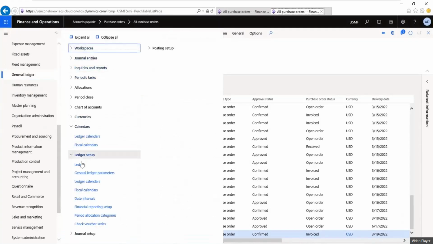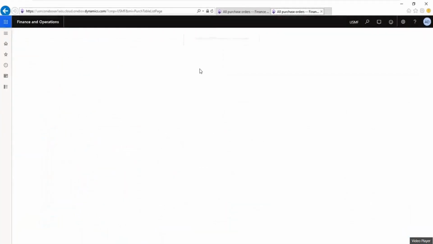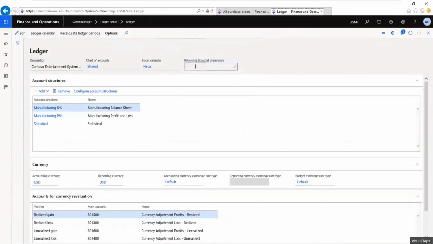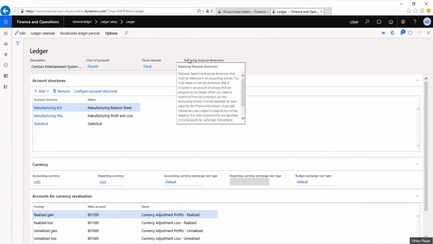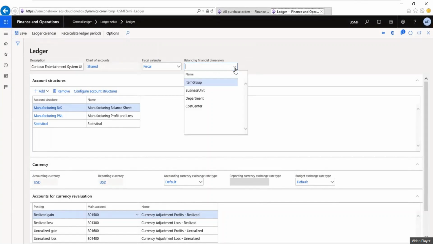So ledger setup, ledger. Remaining people, I will explain to you later. You will understand that later. Whatever he is asking, I'm just giving clarifications. In this, you can select business unit as the balancing financial dimension. Sai, you can map business unit here. Then it will be balancing. I mean to say, business unit wise trial balance, profit and loss account, income statement, everything can be generated. Trial balance wise, it will be tallied.